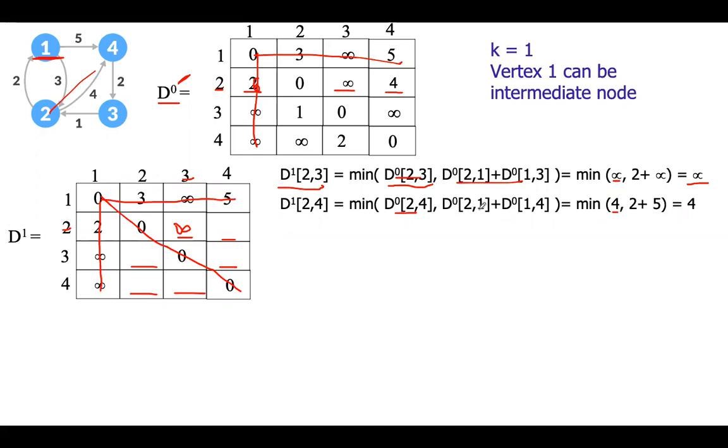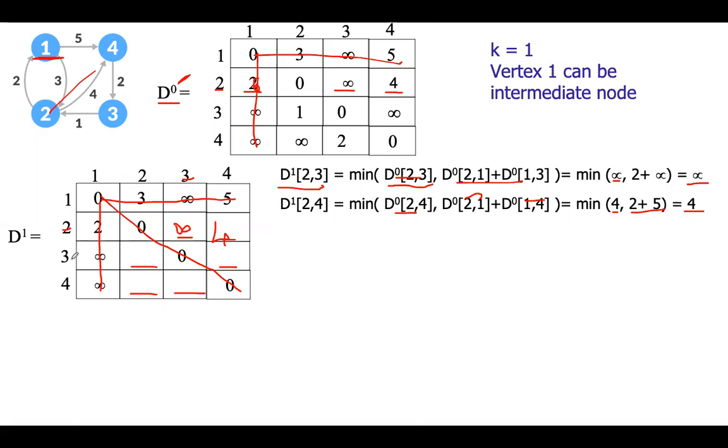And 2 to 1, check whether there is a path through 2 to 1 and 1 to 4. So there is an edge. 2 to 1 is 2, 1 to 4 is 5. That is 2 plus 5, 7. Minimum of 4 and 7. Which one is minimum? Minimum is 4. So this value will be 4. Is it clear? 2 to 4, the minimum among these two is 4. So we will write down 4 here.